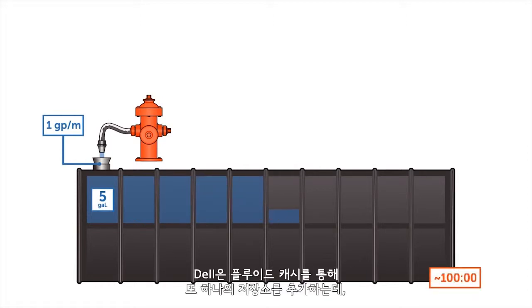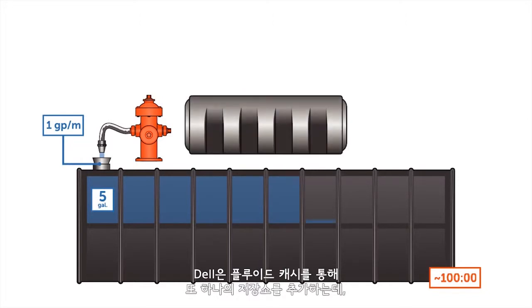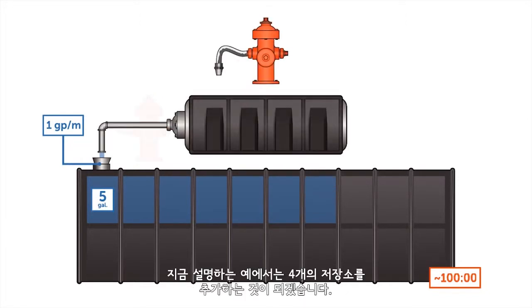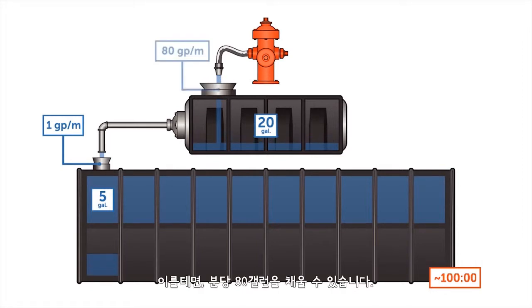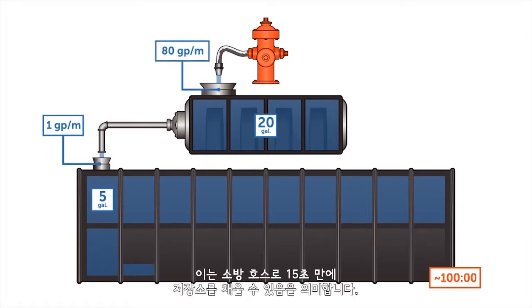What Dell does with Fluid Cache is add another layer of reservoirs. For our example, 4 of them. These reservoirs act as one big 20-gallon container with incredibly fast flow rate. Let's say 80 gallons per minute. This means the fire hose can fill up the reservoirs in 15 seconds.